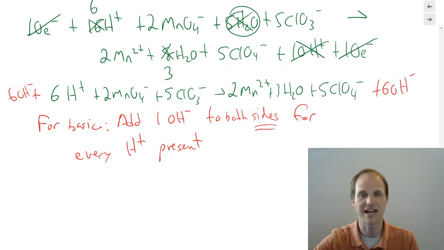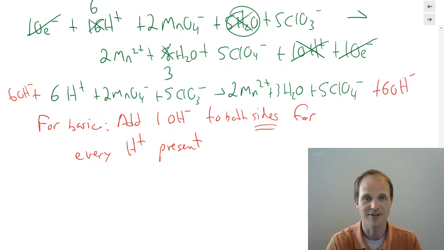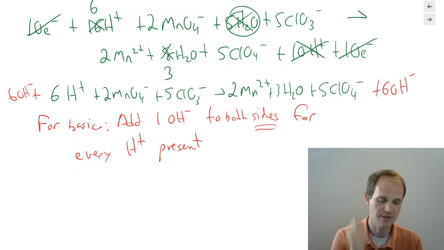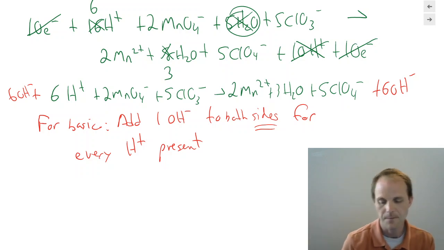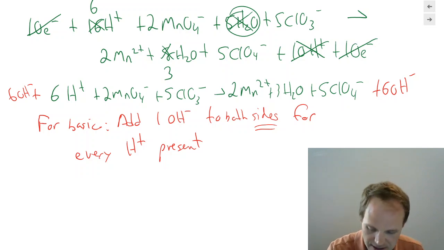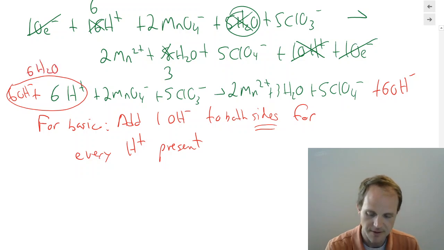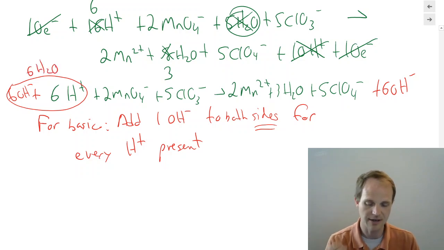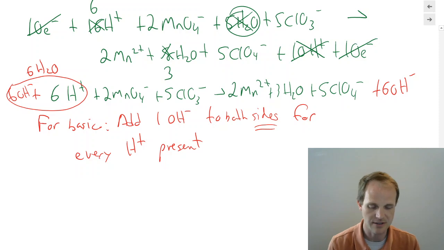Really common for people to just add it to one side and then forget to add it to the other side. You're adding it to both sides. 6 OH on the first one, 6 OH on the second half. What happens when H plus and OH get together? Hopefully you thought water, right? Because that's what happens. These two actually combine to make 6 waters. Okay, so now I've got 6 waters on the left, everything else, and I've got 6 hydroxides on the right.